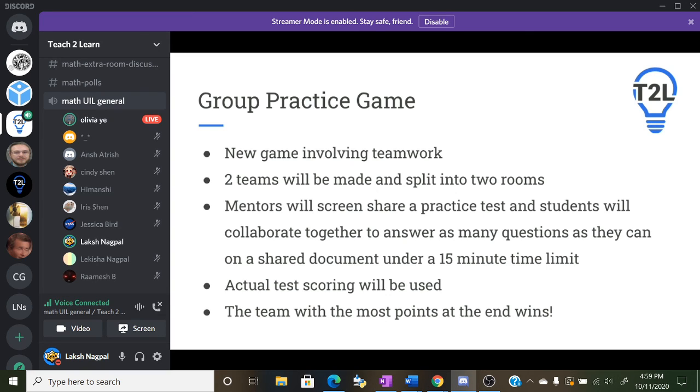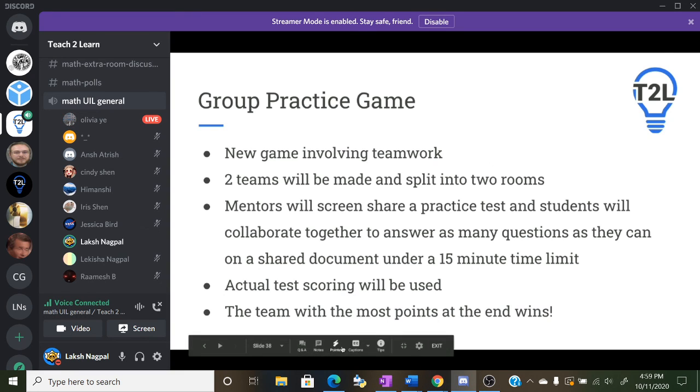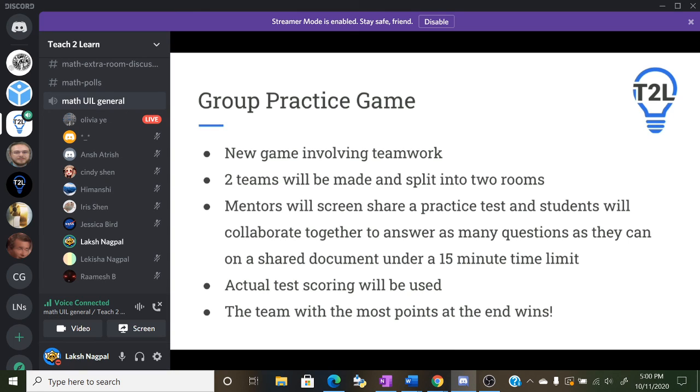With this one, teamwork is allowed. You're supposed to collaborate, although in a normal test you won't be able to collaborate, it'll be more individual. But just to make it fun, I think it'll be better if you work together. Once the time limit's up, whatever work you've done, we will score based on the actual test scoring that's used in the number sense and math UIL exams. Then the team with the most points at the end wins. And that's how the new game works.